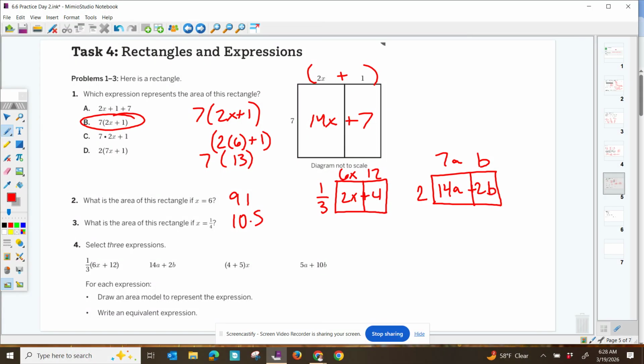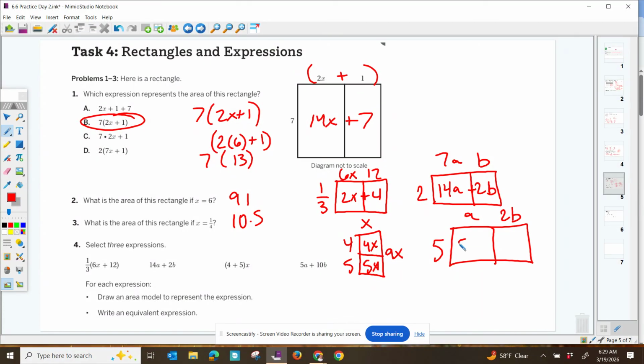4 plus 5x, that's normally vertical like this. I get an x, 4 and 5, 4x plus 5x, also known as 9x. And lastly, 5 goes into both of those. So I'm going to get a plus 2b is 5a plus 10b. Writing the equivalent expression each time, the inside versus the outside are equivalent.